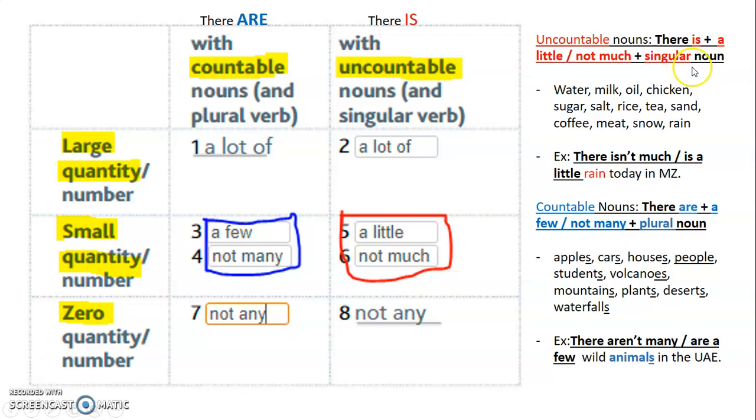So never, never, ever put an S at the end of an uncountable noun. Don't say there is a little waters. This is wrong. We say there is a little water in my bottle. For example, there is a lot of oil in the bottle, or there is not much coffee in my cup, or there isn't any meat in the fridge.